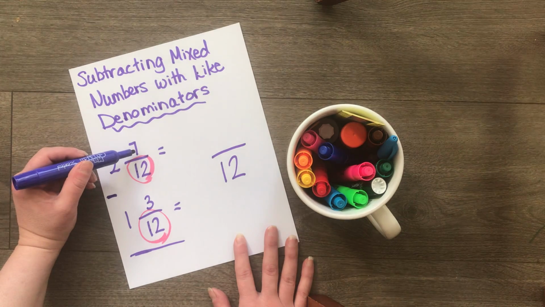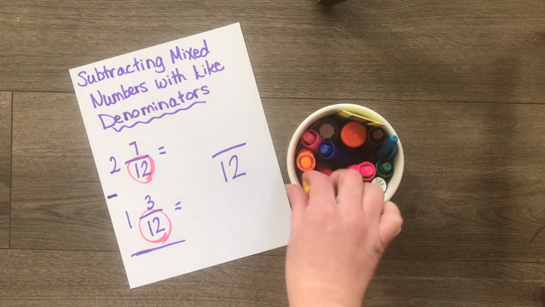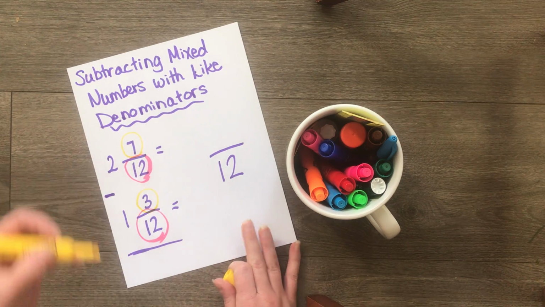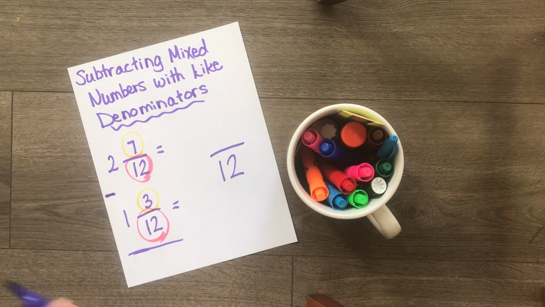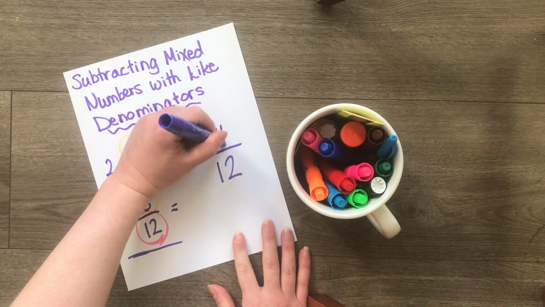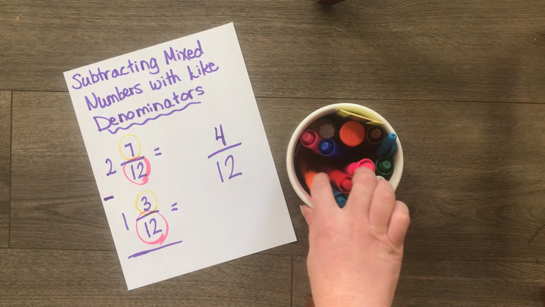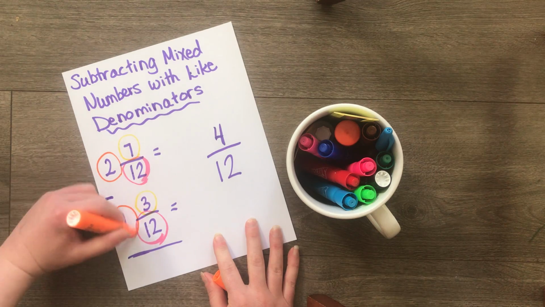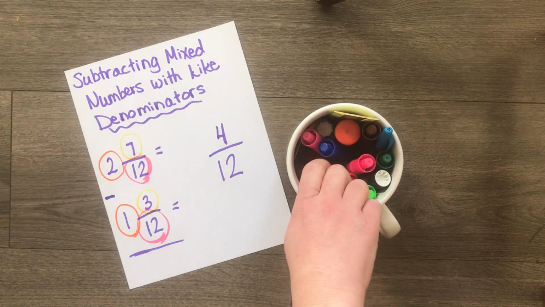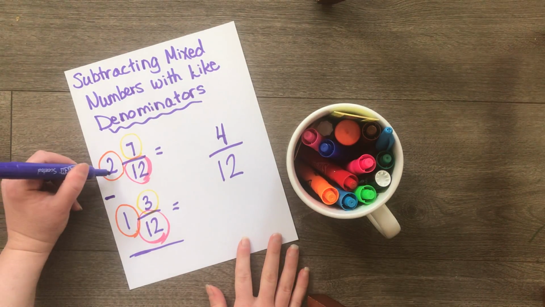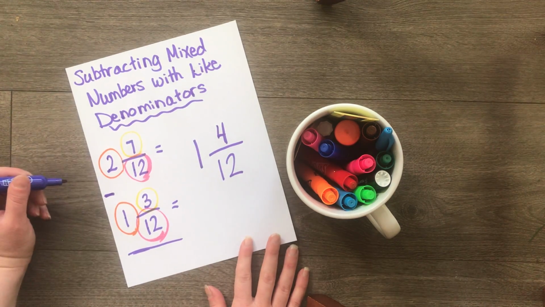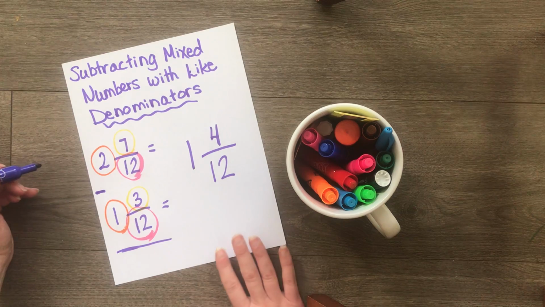So let's go ahead and subtract the numerators. Remember, the numerators are my top number. 7 minus 3 is 4. And then we're going to subtract the whole numbers. My whole numbers are going to stay out to the side like they are right now. 2 minus 1 is 1. So there's my answer: 1 and 4/12.